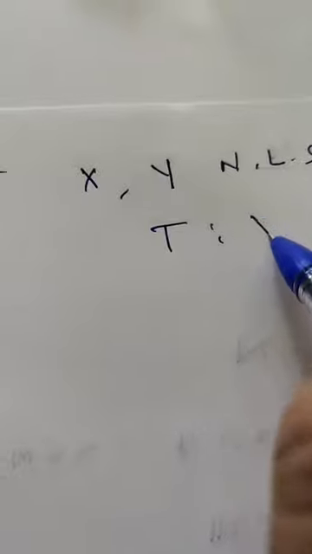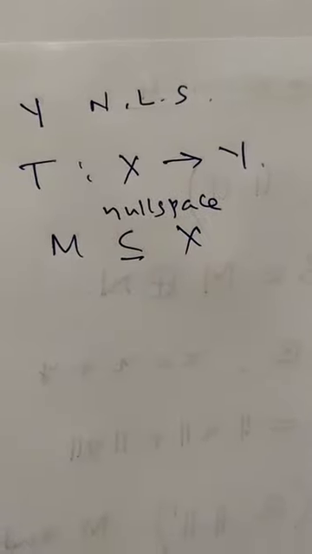Now let's consider another important result. Suppose X and Y are normed linear spaces and T is a linear transformation of X into Y. If M is the null space of T, then T induces a linear transformation T dash of X by M into Y.